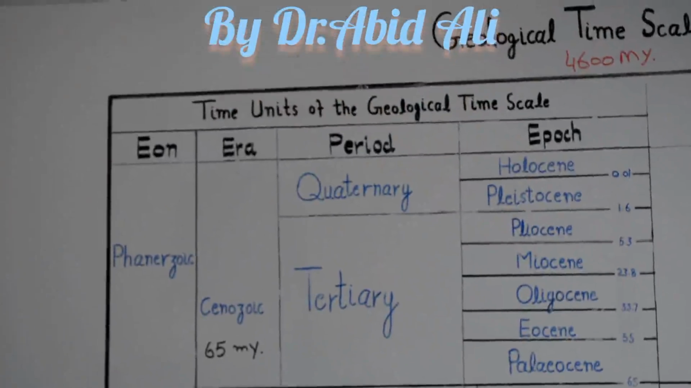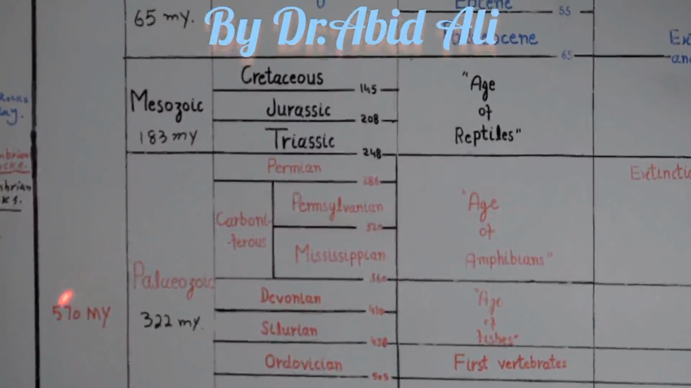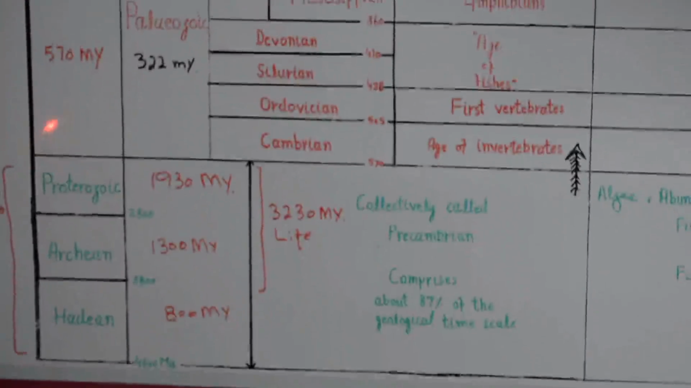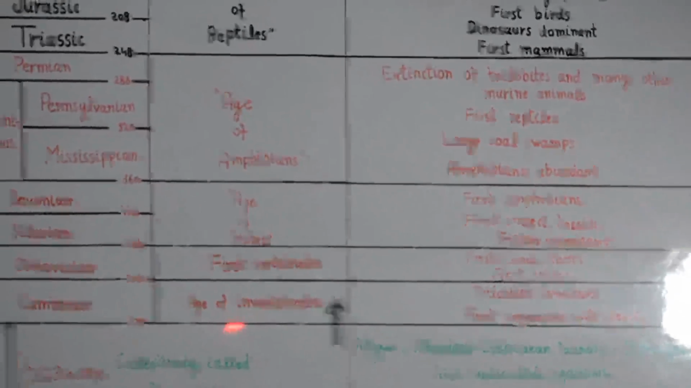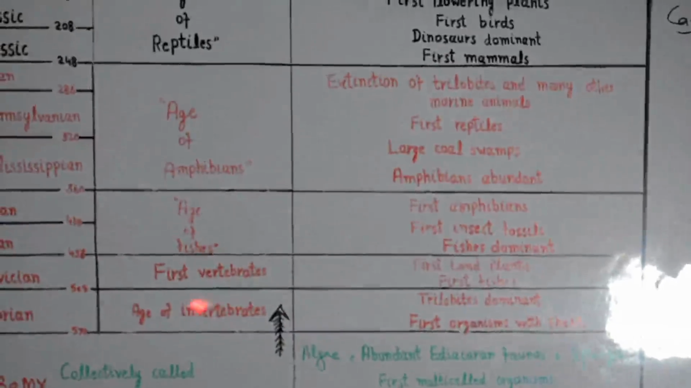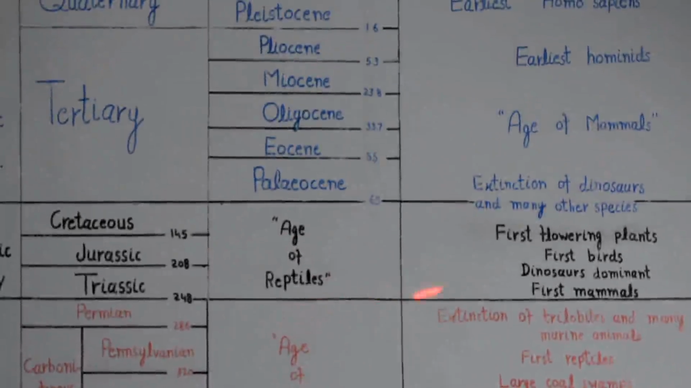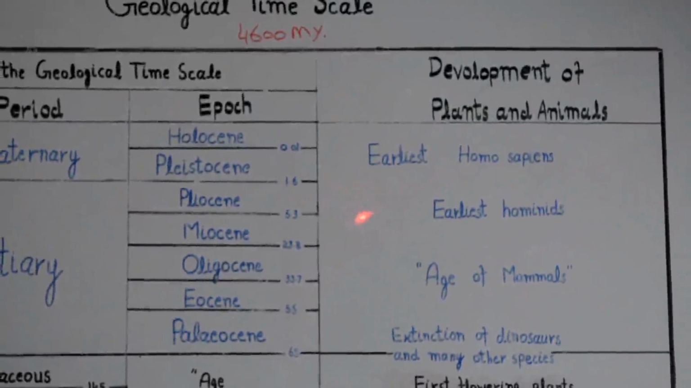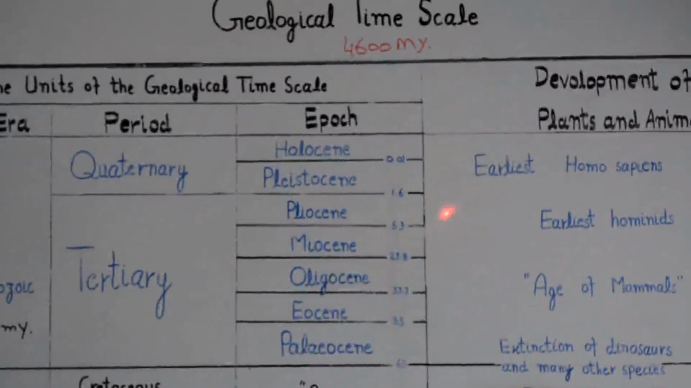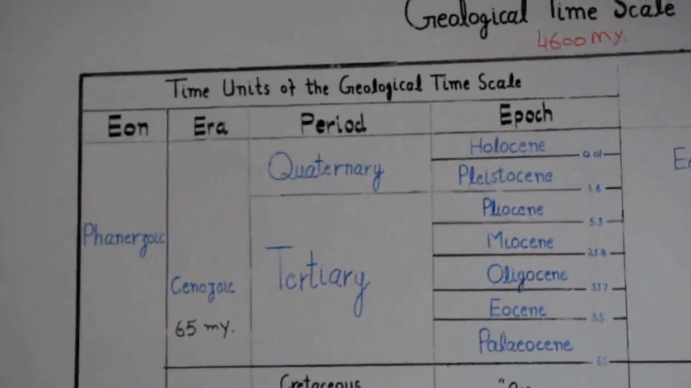Phanerozoic. This is the shortest of all, 570 million years, and all the complex life is present in this eon. All the complex life means all the suddenly appeared invertebrates, trilobites, vertebrates, fishes, amphibians, reptiles, dinosaurs, flowering plants, mammals, and then the earliest Homo sapiens, I mean present human. These belong to Phanerozoic.